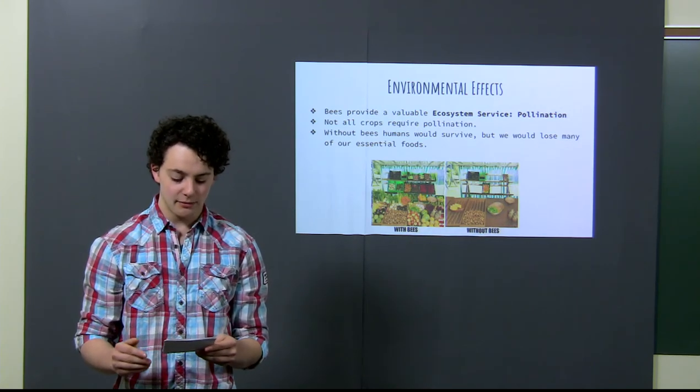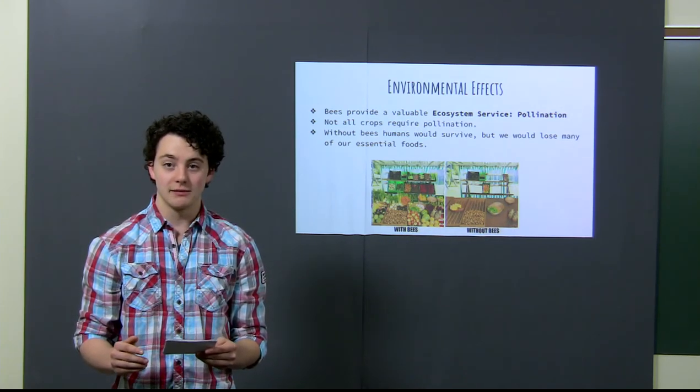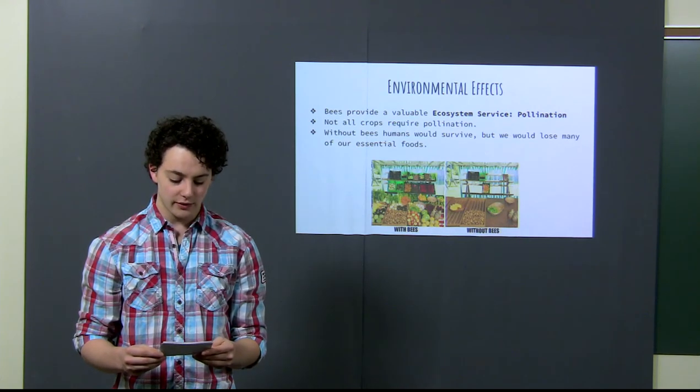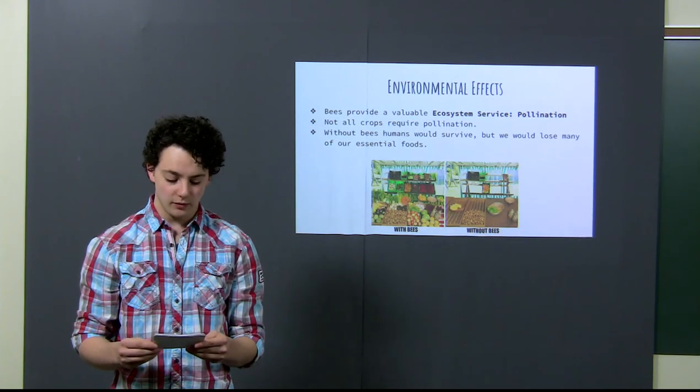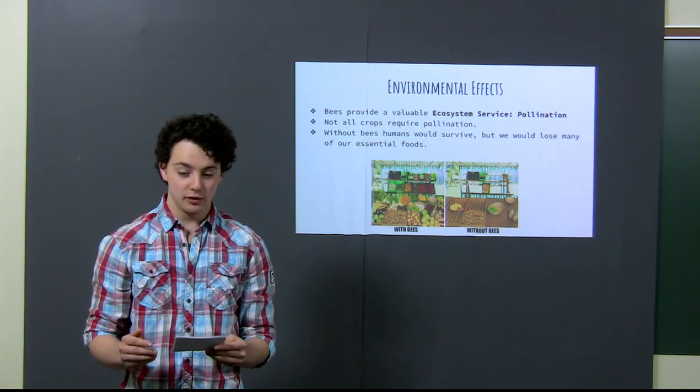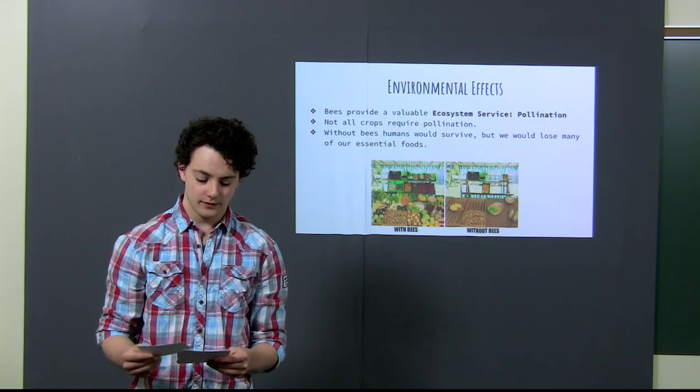Cherries, blueberries, apples, avocados, and onions all greatly benefit from animal pollination. So without the honeybee, we could say goodbye to apple pie, blueberry pancakes, and guacamole.